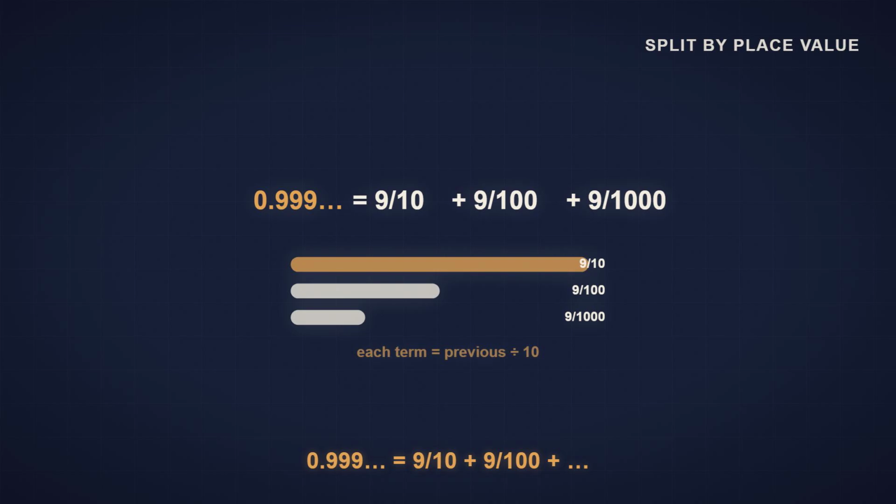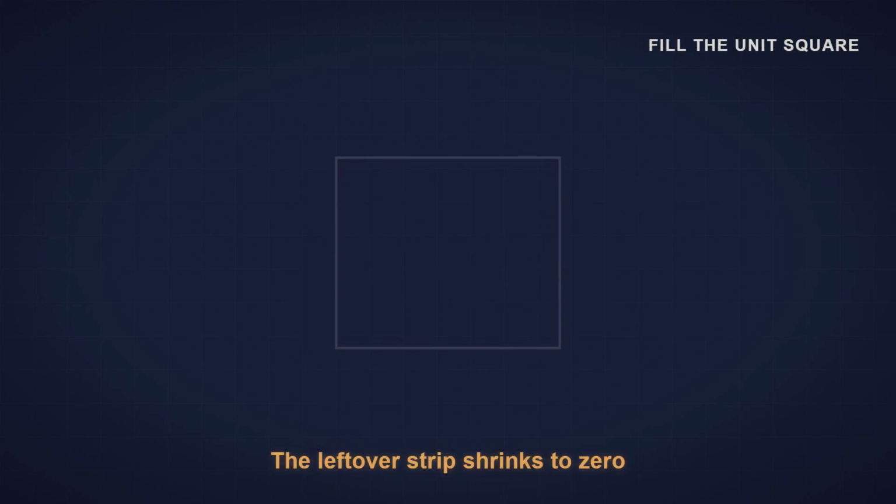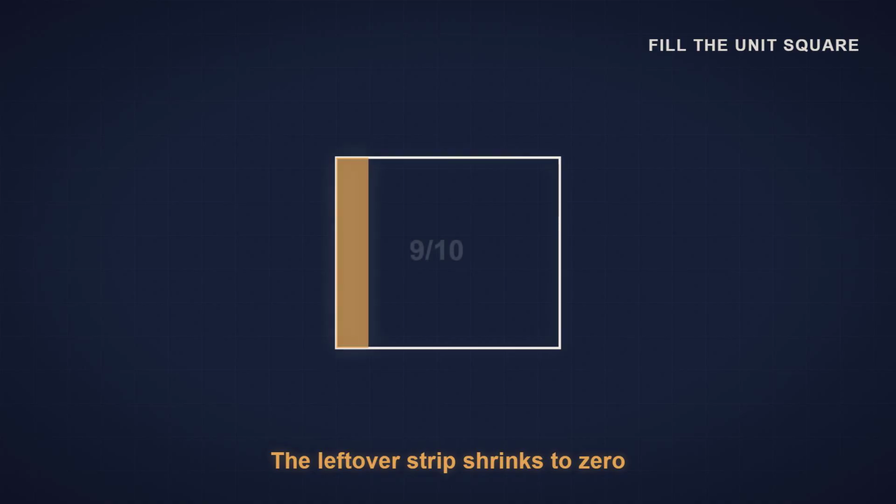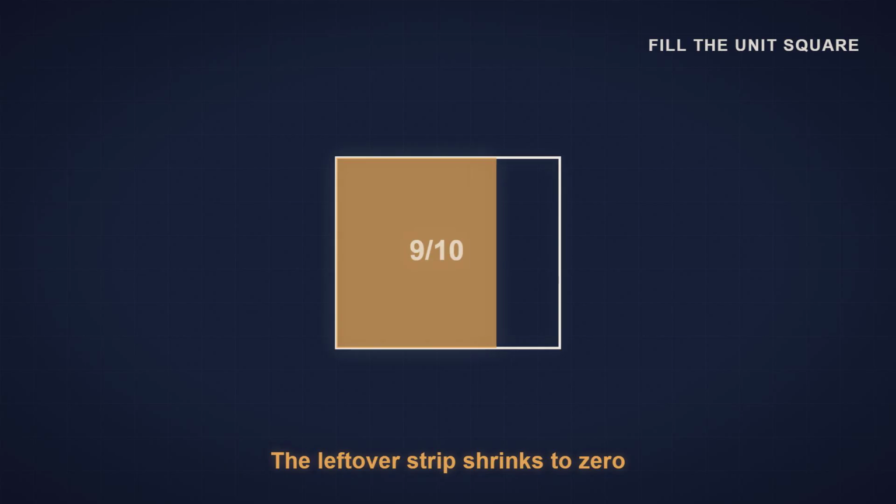But rather than merely quote the formula, let us watch that sum physically fill a hole. Draw a unit square, shade 9/10ths of it. The unshaded strip has area 1/10. Now shade 9/10ths of that remaining strip. You add 9/100ths of the original square, leaving 1/100th. Repeat, shade 9/10ths of what remains, leaving 1/1000th.